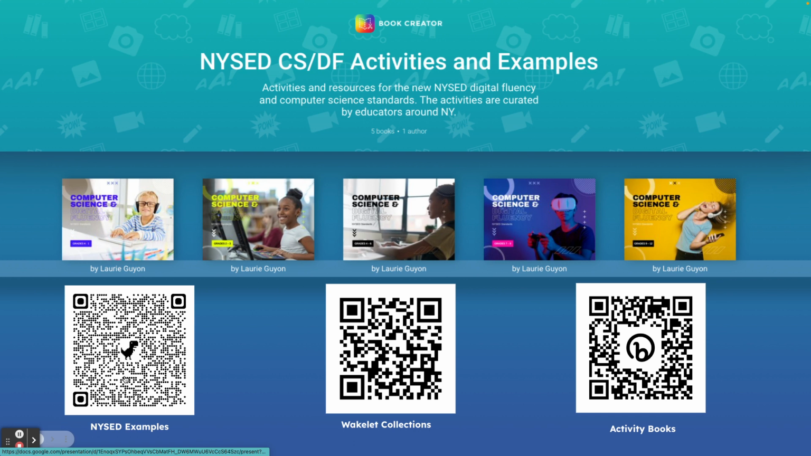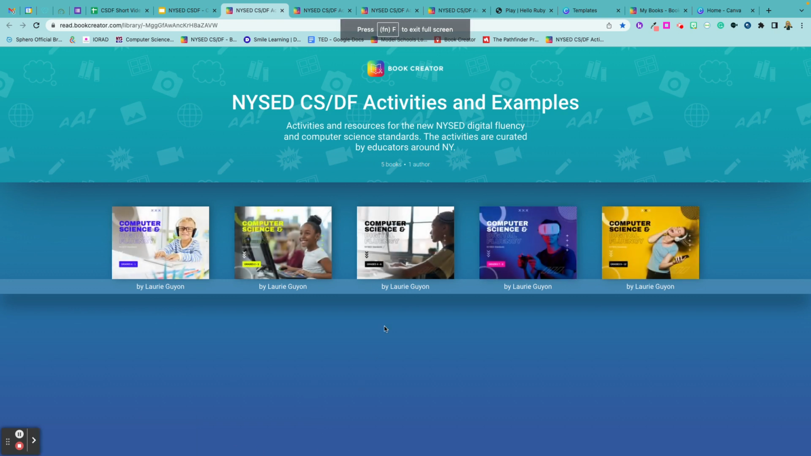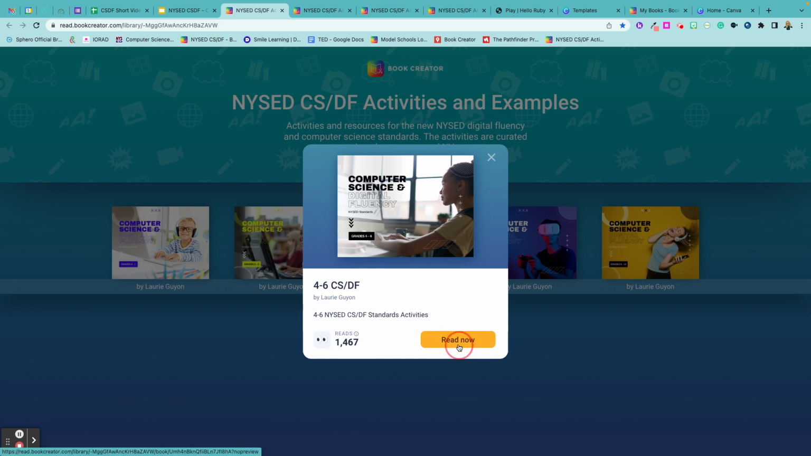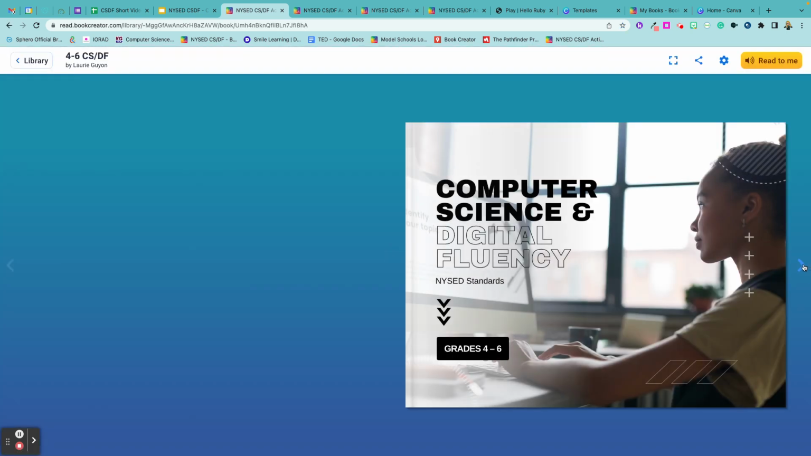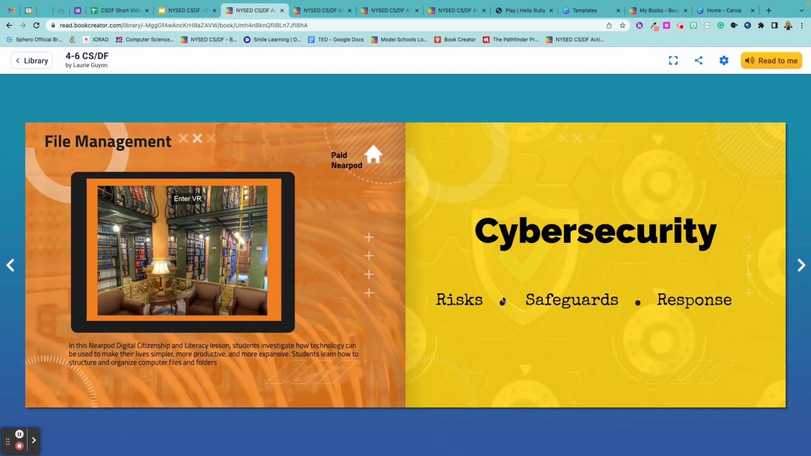On your screen on the far left, you have the State Ed website or the State Ed examples for cybersecurity that were put together by educators across the state. In the center, you have the Wakelet collection of resources, but we're going to click the one on the far right or anywhere on the page, and it's going to take you out to the activity books. Since this is for grade band 4 through 6, we're going to take that center book. We're going to click Read Now. We're going to click the arrow. And then we're going to click on the link to get us to cybersecurity.